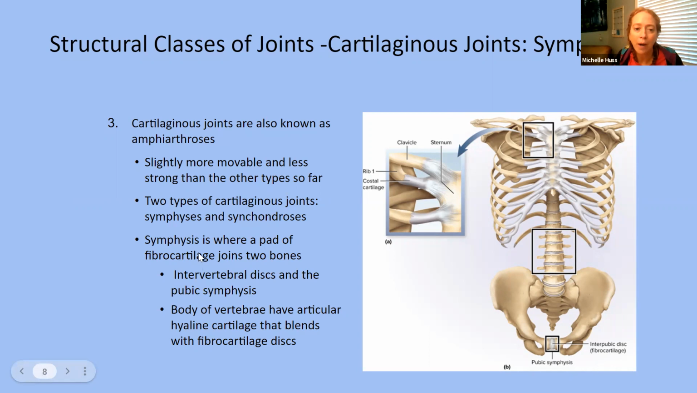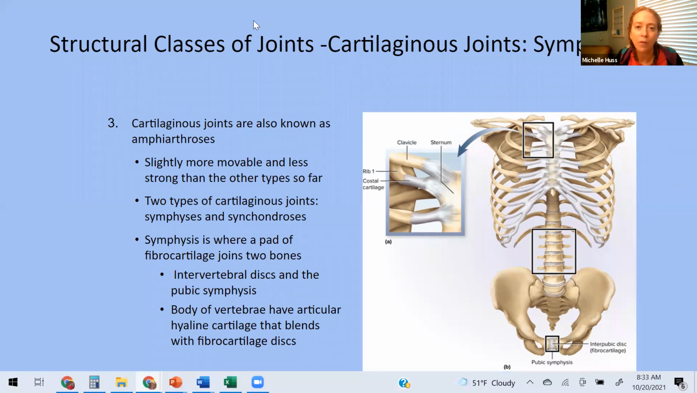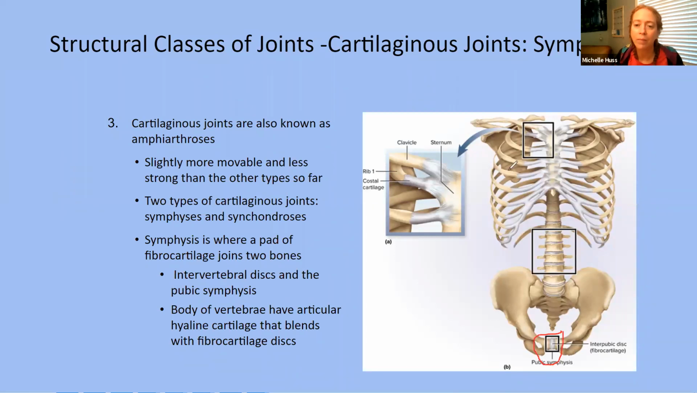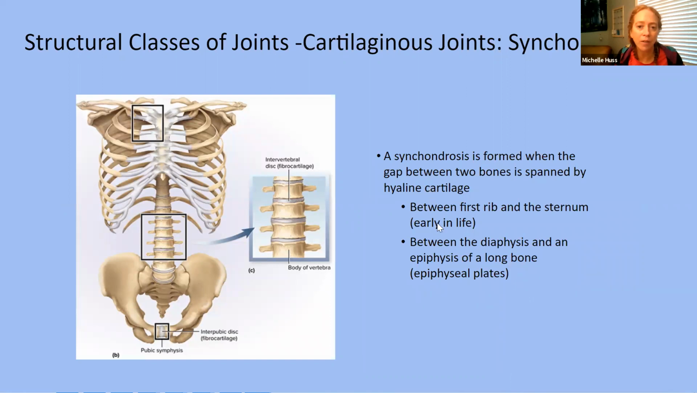So a symphysis is where it's fibrocartilage. Between the intervertebral discs is one place, and the pubic symphysis, up here, holds the front pubic bones together. So it's slightly movable. The discs are back here. So that's one type of cartilaginous joint. They're made of fibrocartilage. And synchondroses are not that common, but the epiphyseal plates are made out of synchondrosis.